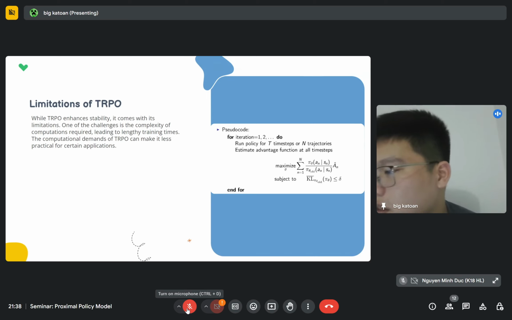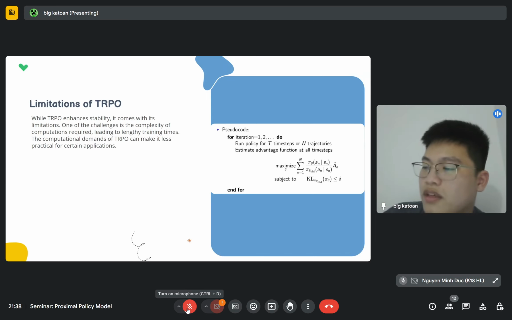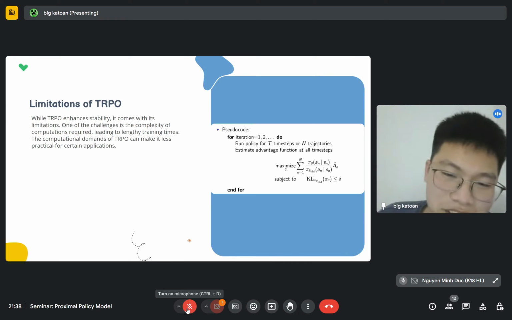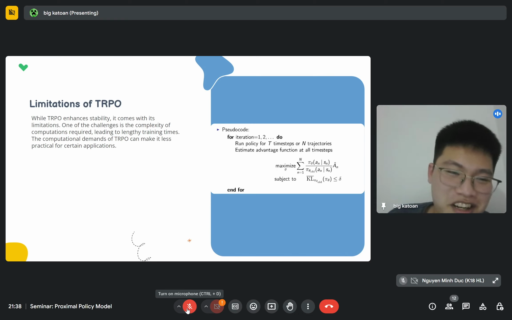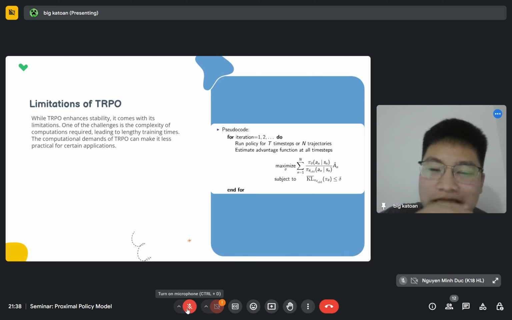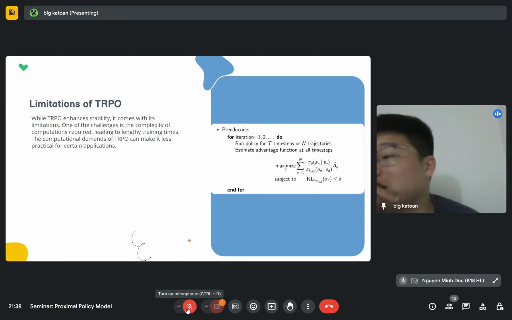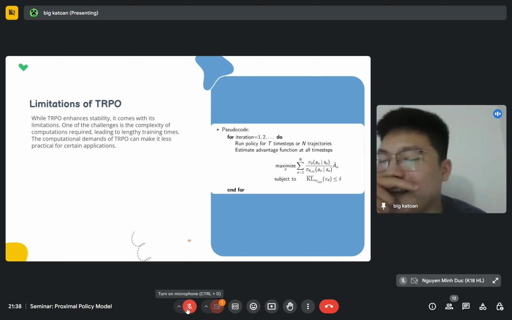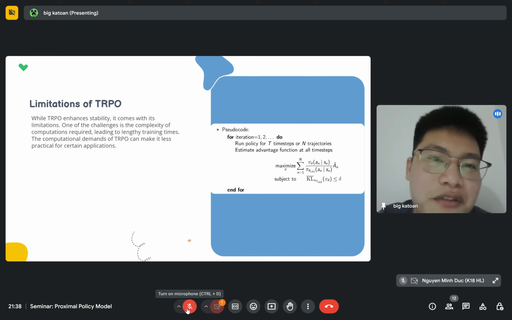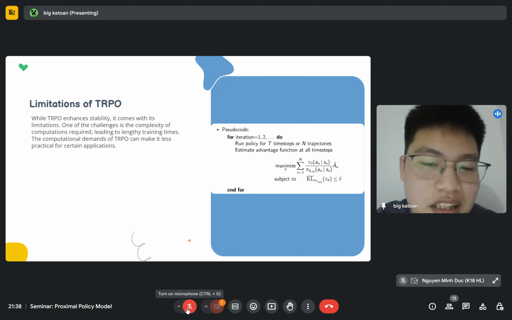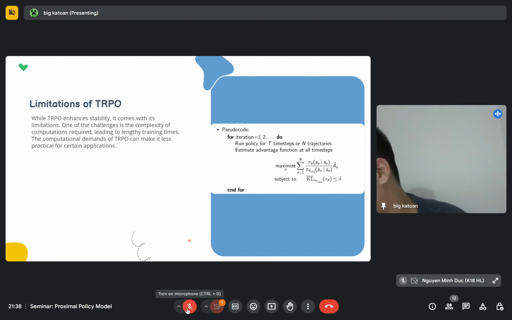This is a pseudocode on the right. So if someone wants to implement TRPO, just take the pseudocode. Currently this pseudocode is not good, because I found some pseudocode that is much more correct. But for now I think this one is enough.